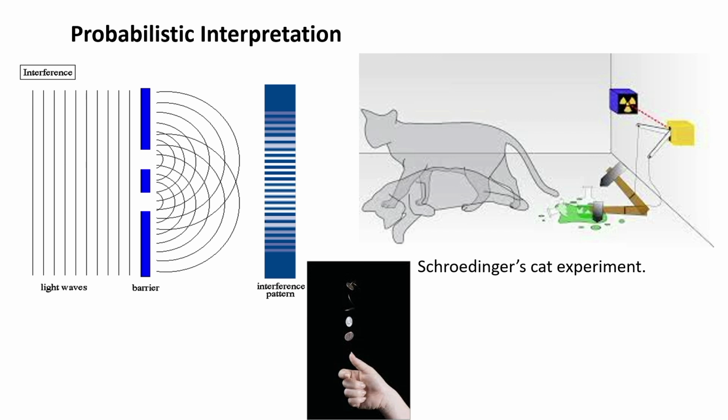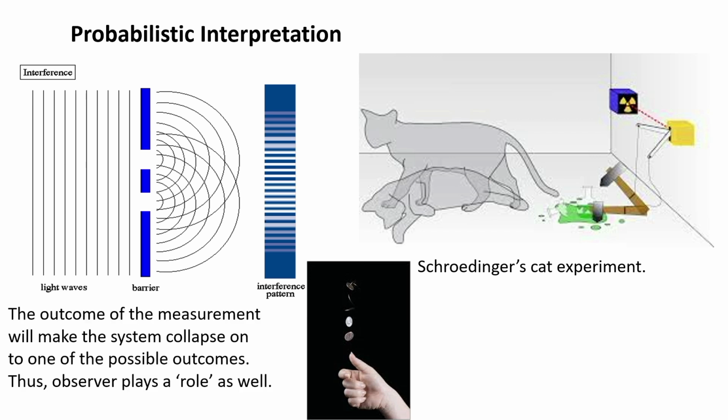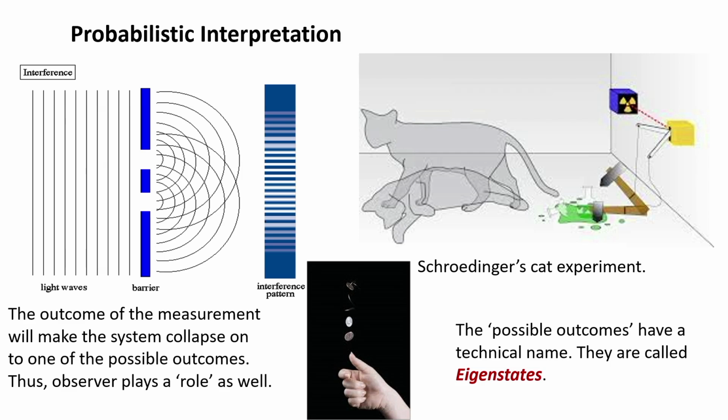Okay. So, there is an observer which is making this measurement to collapse to one of the states of the system, and these states are called the eigenstates. Let us talk about that in more detail. So, the outcome of this measurement will make the system collapse onto one of the possible outcomes. For example, the cat being alive, or the result of the coin toss giving you head, and so on. So, the observer really plays an important role in this whole thing. These possible outcomes have a technical name, and they are called the eigenstates of the system, or the states of the system that I said.